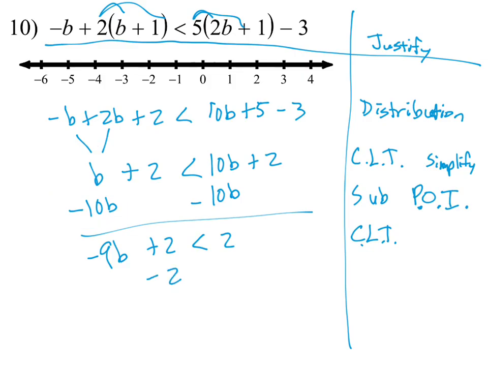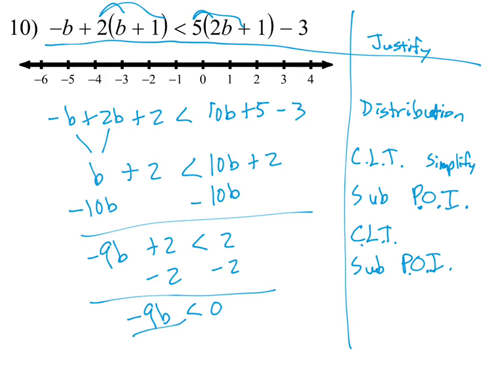And now I want to keep solving. I'm going to subtract 2 here. That's subpoi for subtraction property of inequality. Now I've got negative 9b less than 0. Remember, if it's 0, it's still there. You can still deal with it. I do need to deal with the negative 9 in front of the b, so I'm going to divide by negative 9. And now I've got b and 0.